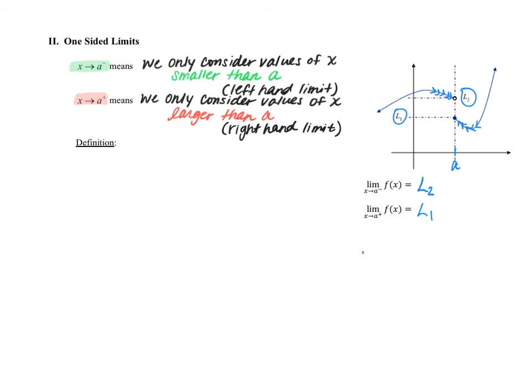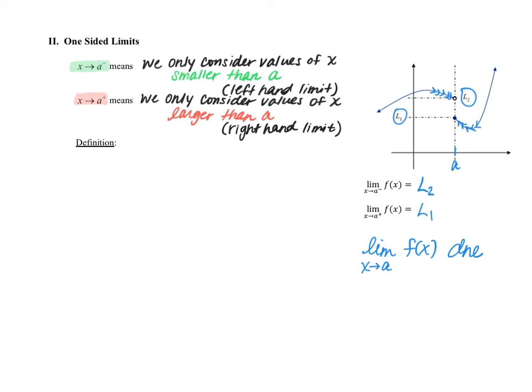However, if I were to ask you, does the limit exist as x approaches a? So if there is no subscript written, then that means I need to approach from both sides, and this would be an example of a limit that does not exist. And it doesn't exist because the left-hand limit does not equal the right-hand limit.